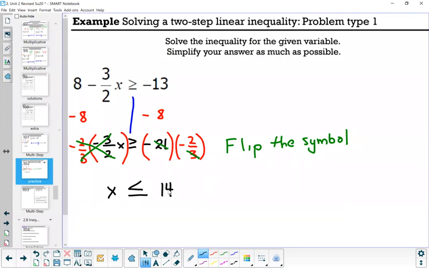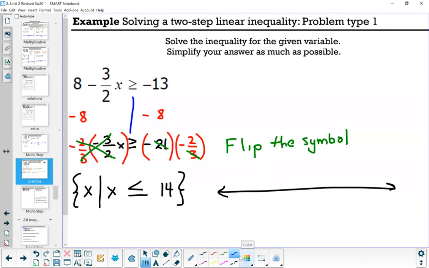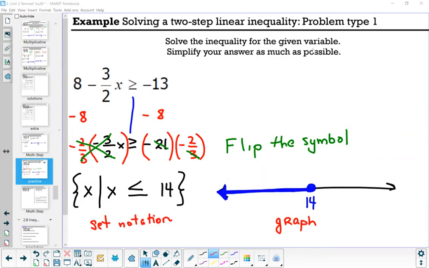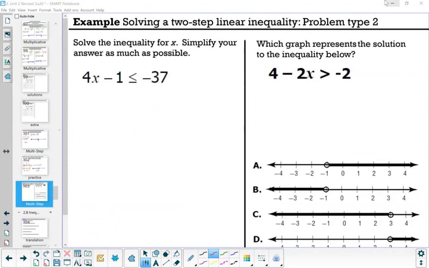If I want to write that in set notation, so we have a bracket, the variable x, a vertical line, x is less than or equal to 14, and then the bracket. All right, graph that. Our symbol is less than or equal to, so we want to put a solid circle, call it 14. And then since it's less than, it's going down the number line.